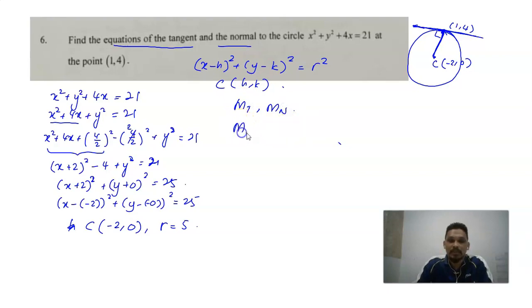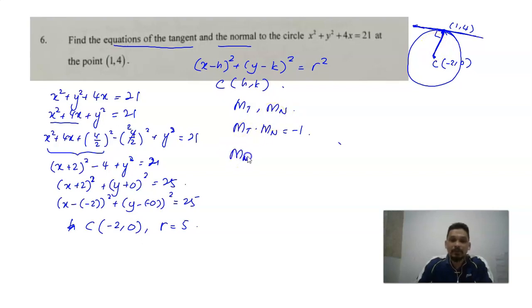As we know, the gradient of tangent multiplied with the gradient of normal gives you negative 1. You still remember that? Okay. So from this point (1, 4) to the center of C here, (-2, 0), we can find out the gradient of normal here.